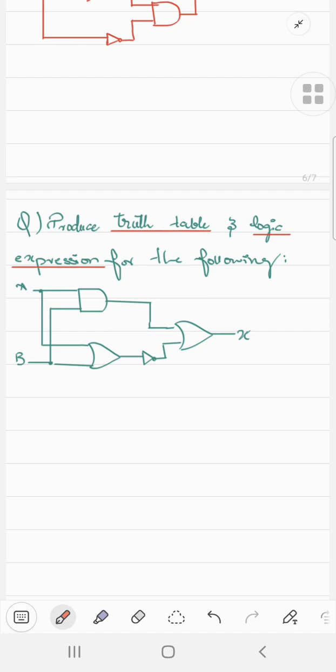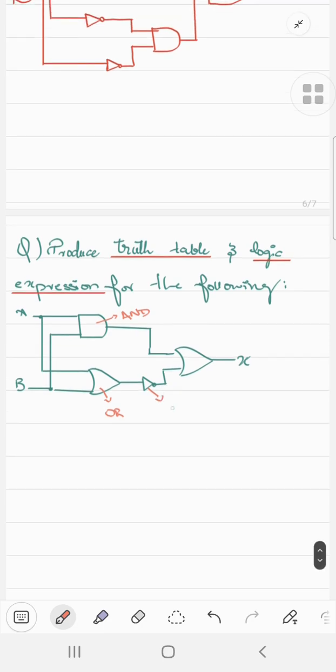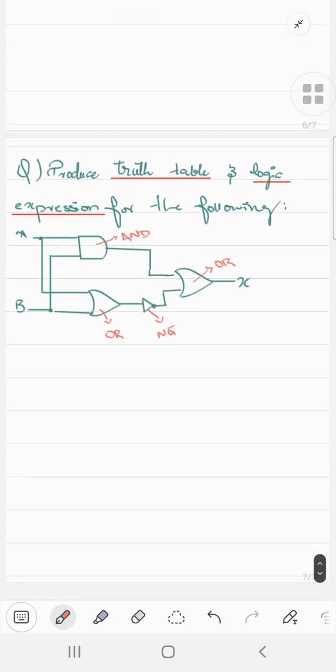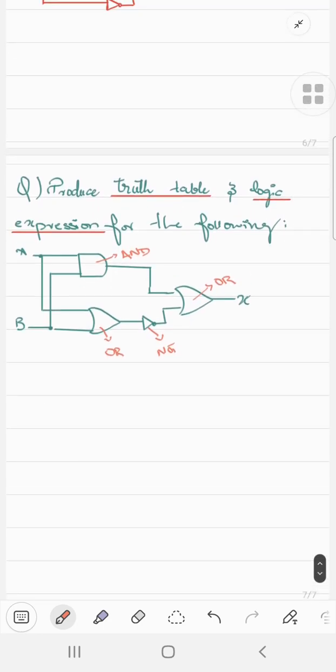Let's start off by labeling the gates first. This is AND gate. This is OR gate. Which gate is it? It is NOT gate. And this here again is OR gate. Okay. Now how do we do that? Firstly, look at the number of inputs and the names you have for them. A and B. Okay. You have two inputs, A and B.